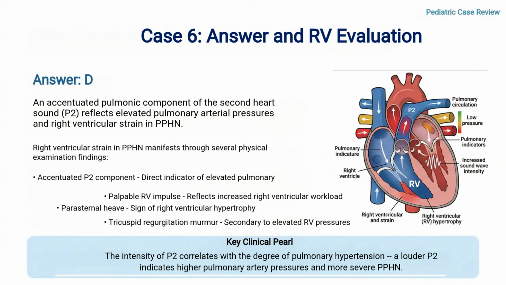This finding directly reflects elevated pulmonary arterial pressures and right ventricular strain. In normal physiology, the pulmonic component of the second heart sound is soft because pulmonary pressures are low. When pulmonary pressures are elevated, the pulmonary valve closes with greater force, producing a louder sound. The intensity of this component correlates with the severity of pulmonary hypertension, making it a valuable bedside marker. Other signs of right ventricular strain in PPHN include the palpable right ventricular impulse, parasternal heave, and tricuspid regurgitation murmur. Together, these findings constitute the physical examination profile of right heart pressure overload.